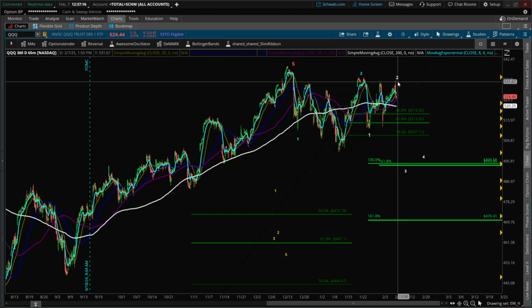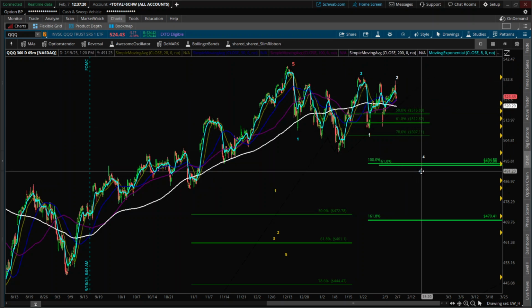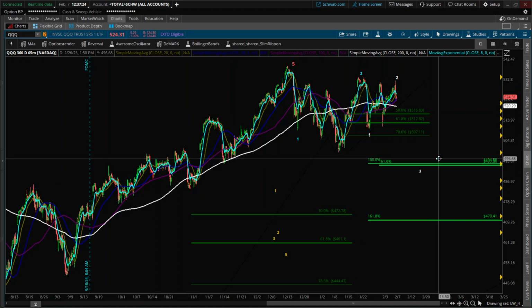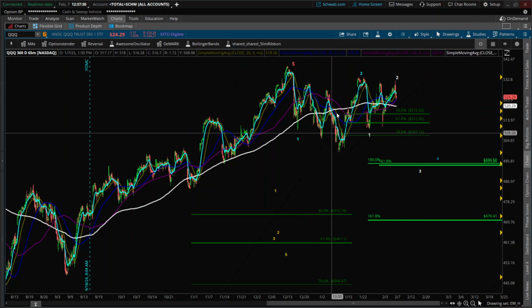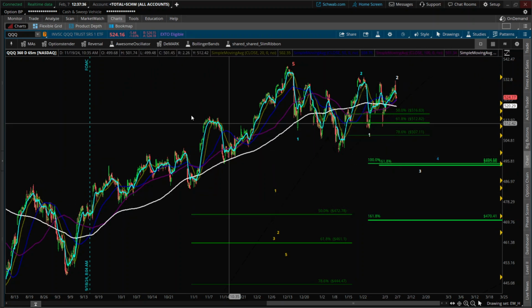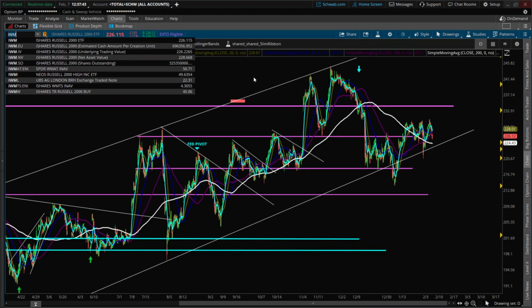So I think that's where our next area is of interest. I think price gets there early or sometime next week. We get a wave 4 bounce, and then we continue to finish these structures. So 4, 5, 4, 5, and I'll continue to do those with you as price moves. I know we spent a lot of time on there, but I think a lot of people trade the Qs.